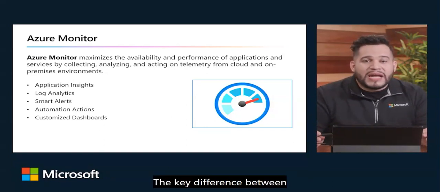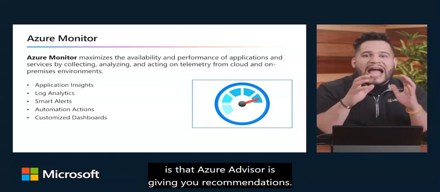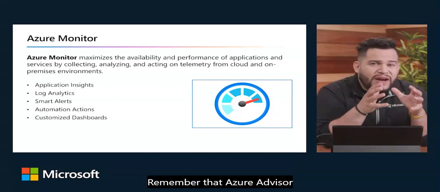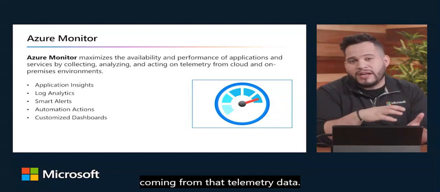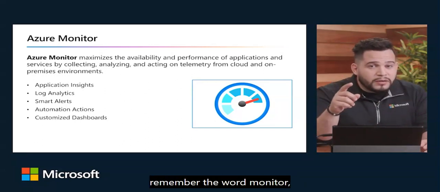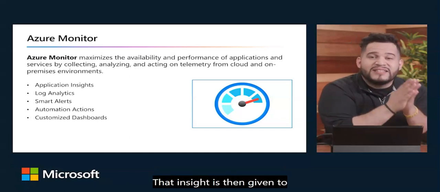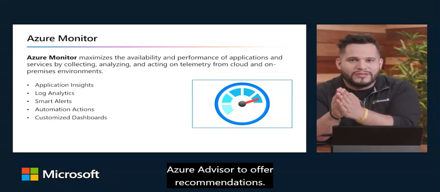The key difference between Azure Advisor and Azure Monitor is that Azure Advisor is giving you recommendations. Remember that. Azure Advisor gives you those recommendations. Now, those recommendations are coming from that telemetry data. But Azure Monitor, remember the word monitor, it's collecting information and it's giving you insight. That insight is then given to Azure Advisor to offer recommendations.